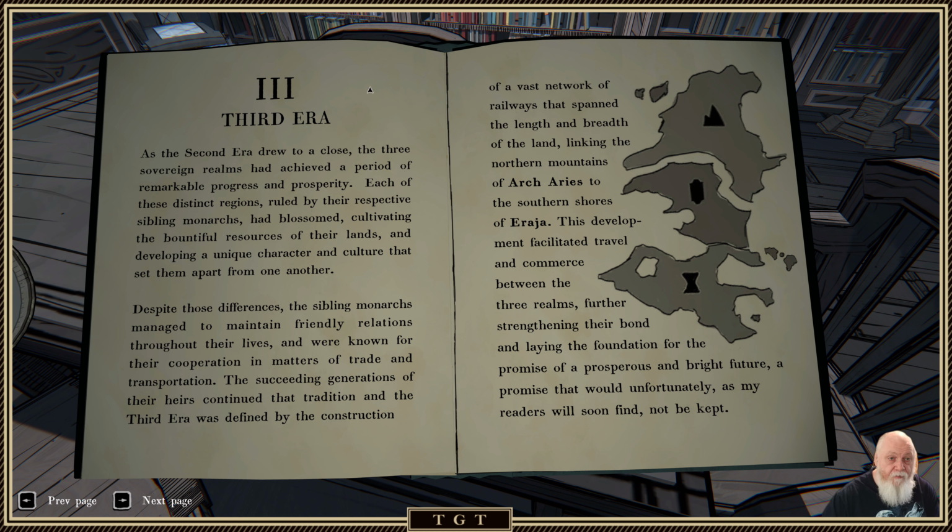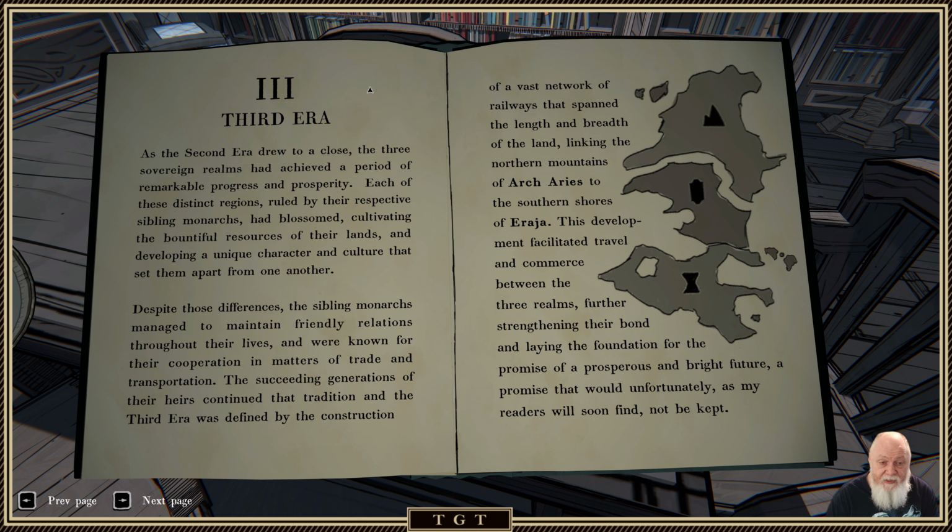Third era. As the second era drew to a close, the three sovereign realms had achieved a period of remarkable progress and prosperity. Each of these distinct regions, ruled by their respective sibling monarchs, had blossomed, cultivating the bountiful resources of their land and developing a unique character and culture that set them apart from one another. Despite those differences, the sibling monarchs managed to maintain friendly relations throughout their lives and were known for their cooperation in matters of trade and transportation.